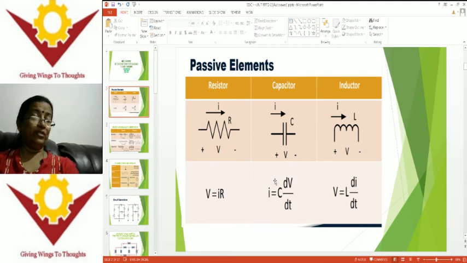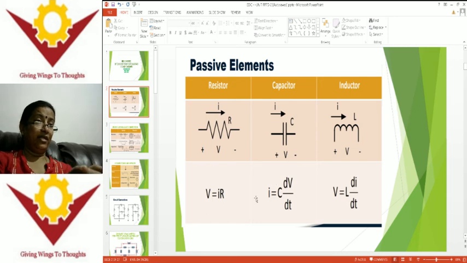If you want to know the drop across the capacitor, you have to integrate on both sides. Then we have V is equal to 1 by C integral of I dt. That's the formula for voltage across the capacitor. Similarly, V is equal to L di by dt is there. If you want to know the formula for current flowing through the inductor, you have to integrate this particular formula once, that is I is equal to 1 by L integral of V dt.